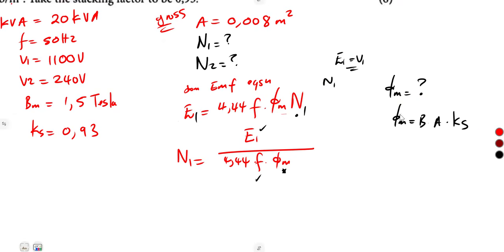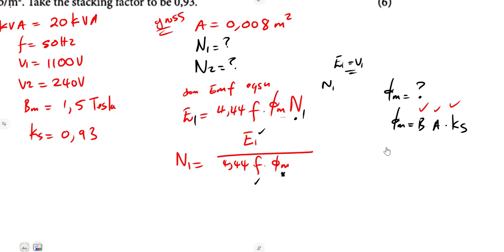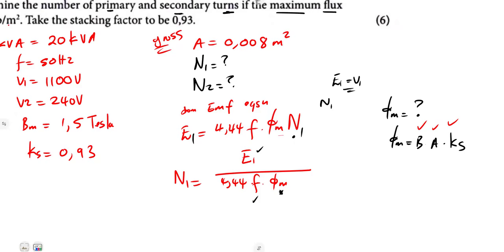So that's B times A times Ks. Do we have the maximum? Yes, we have got this, and we've got this, we've got this. The area, remember, we are given here. So let us substitute and find our maximum magnetic flux.